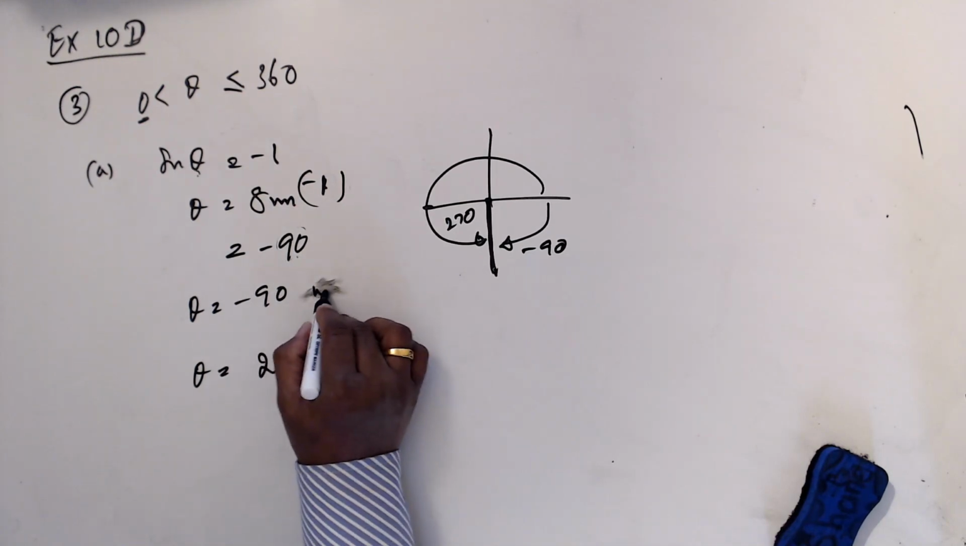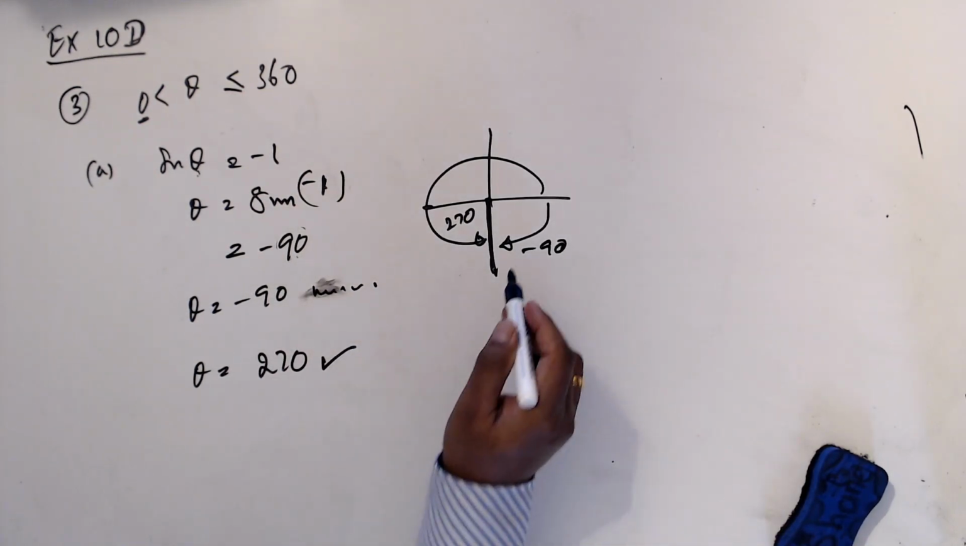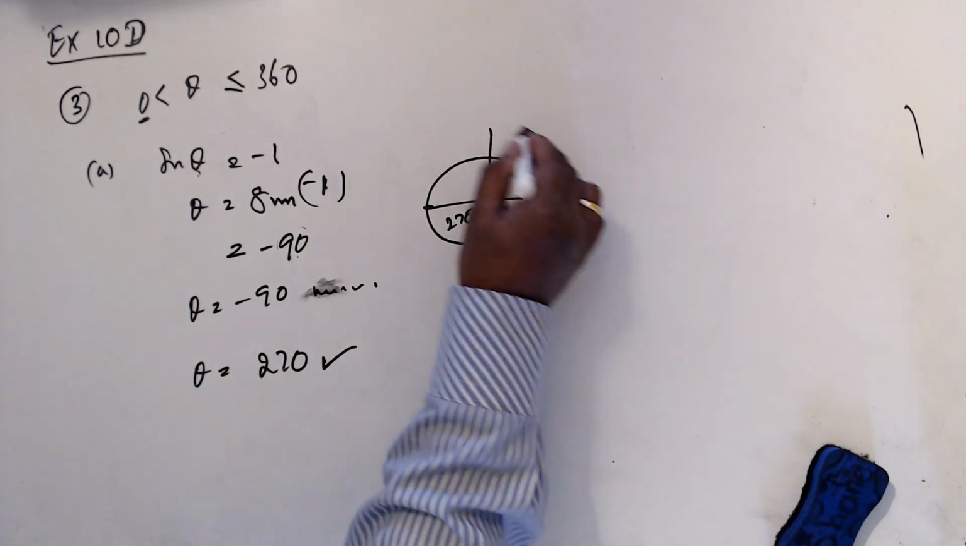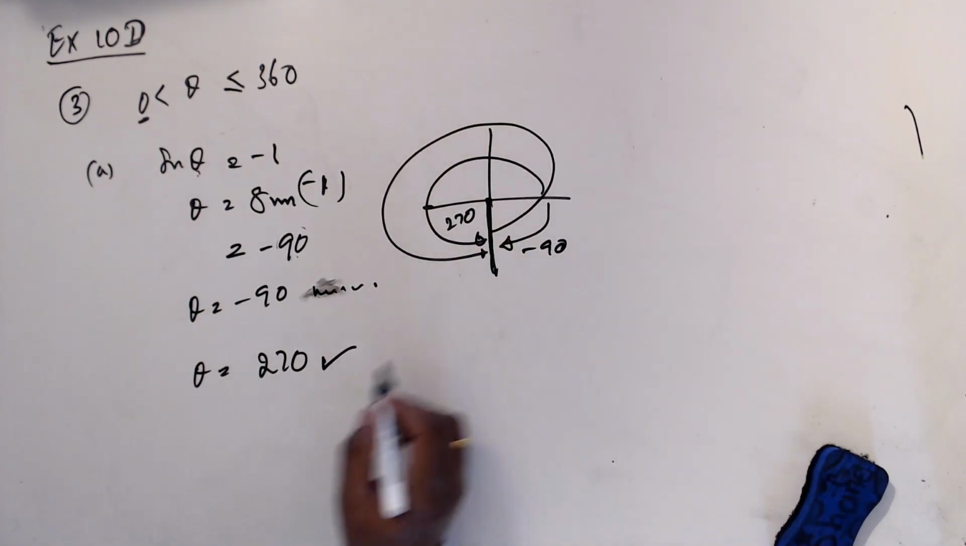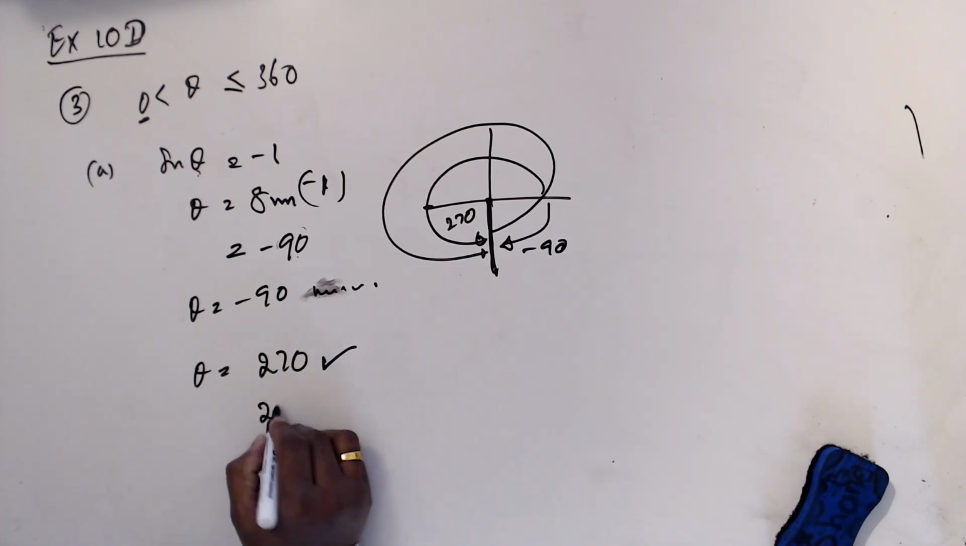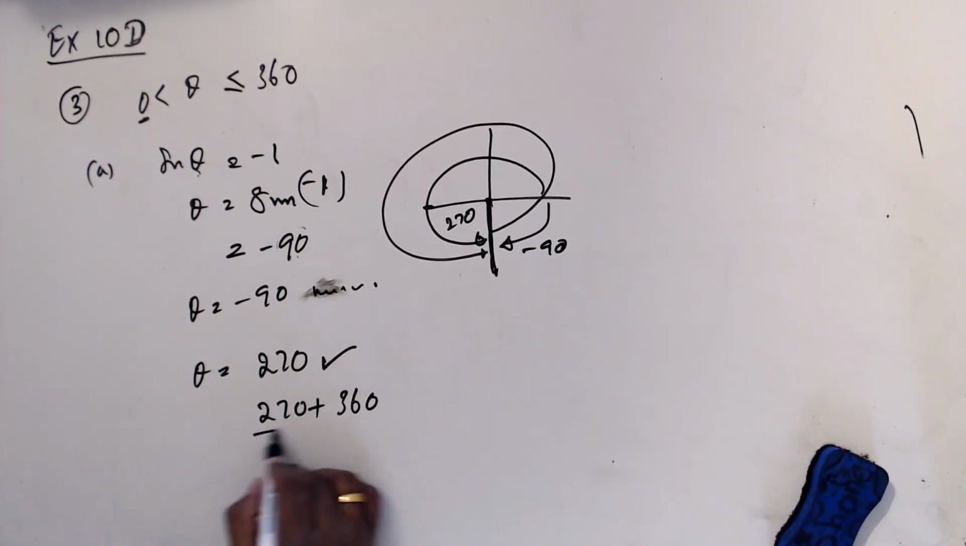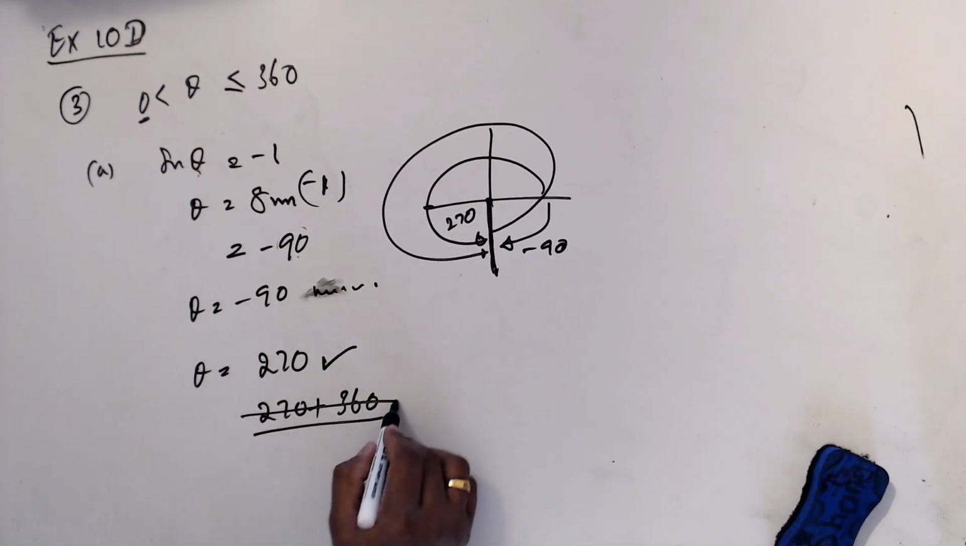This is not in the range. The other one, then again go one more round. It means 270 plus 360. This is already out of range, so we don't need to consider. Answer is 270. Tan theta is square root 3.